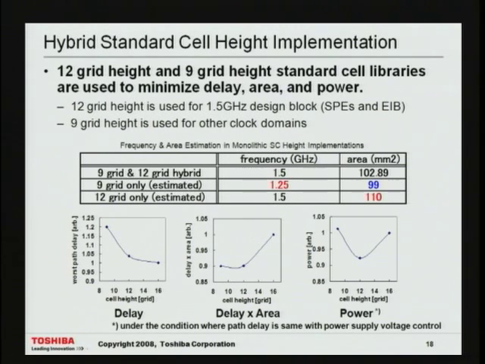This table shows a frequency and area estimation in monolithic standard height implementation. If only 9 grid cell is used, clock frequency is limited to 1.25 gigahertz. If only 12 grid cell is used, chip area will be increased by 7 square millimeters.